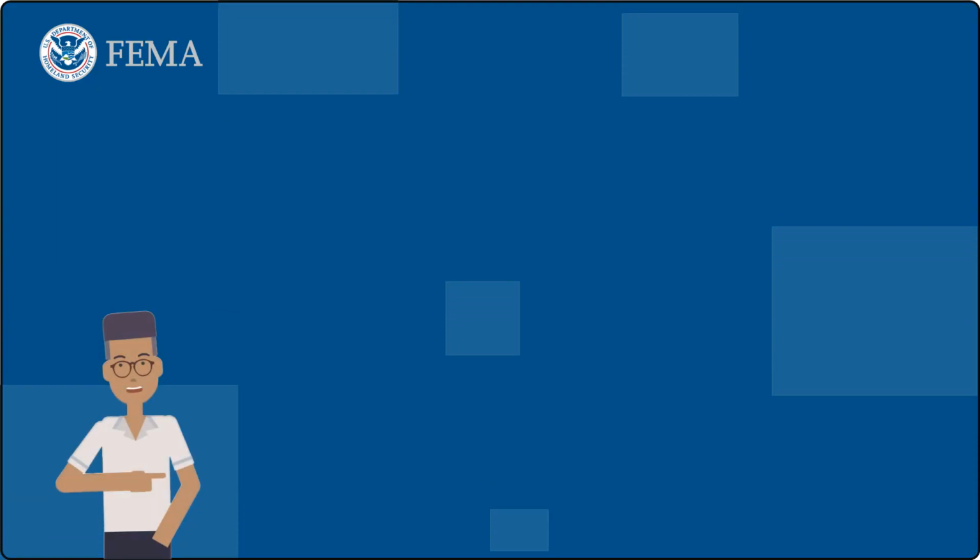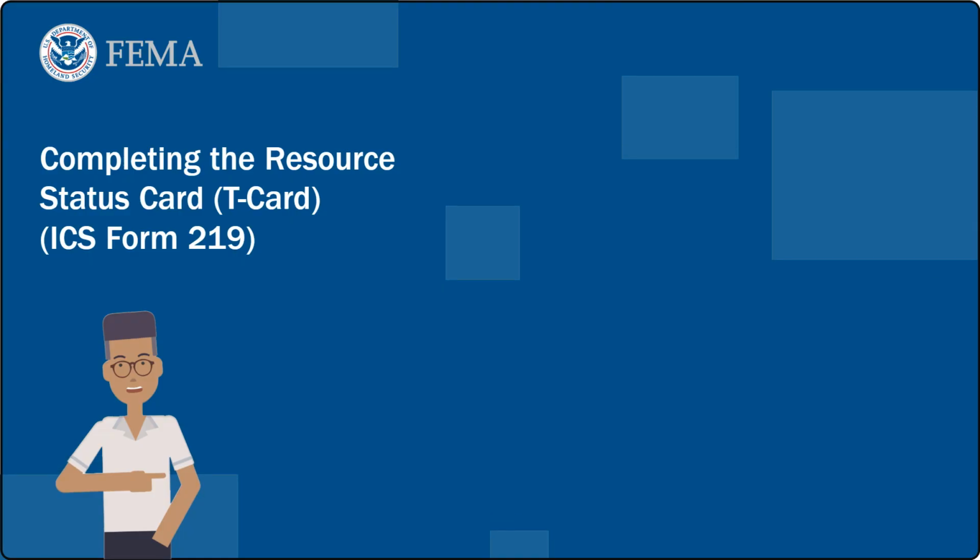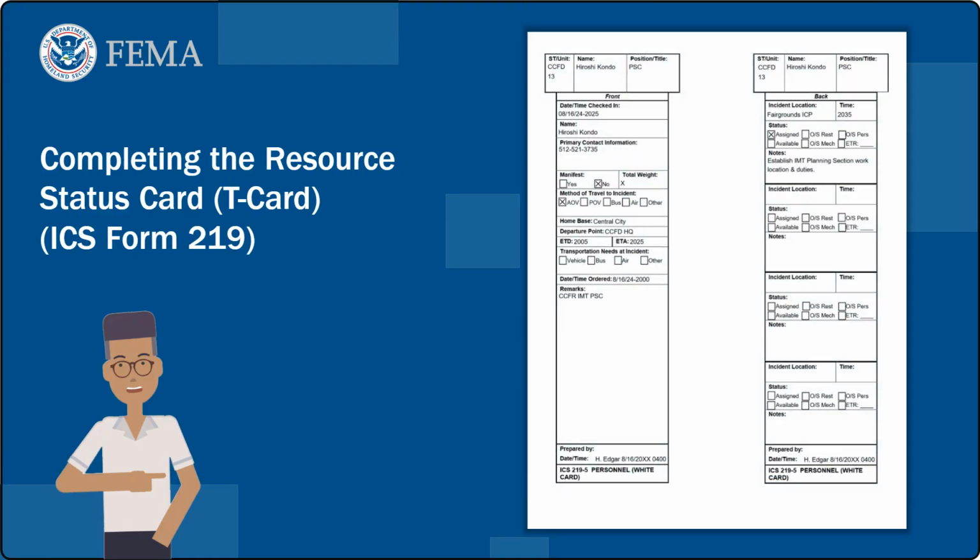In this video, we'll demonstrate how to complete a Resource Status Card or T-Card, ICS Form 219. There are a bunch of ICS Form 219 T-Cards. We use T-Cards to track the status of resources throughout the incident. Each card has a different color that corresponds to a particular kind of resource.